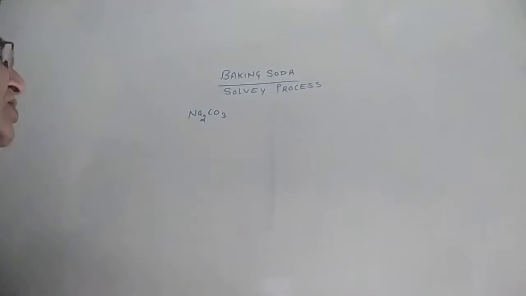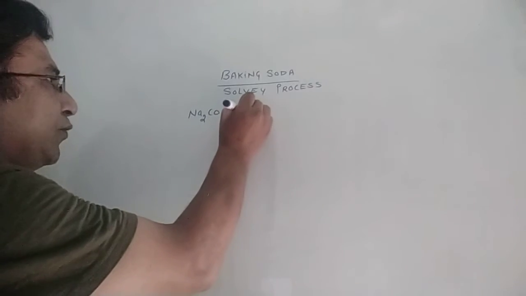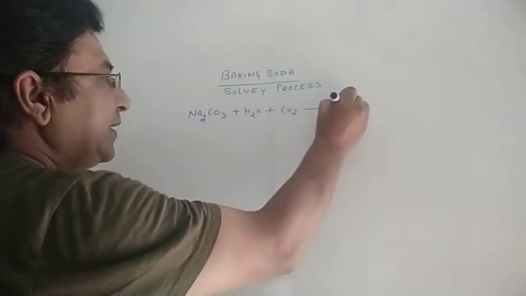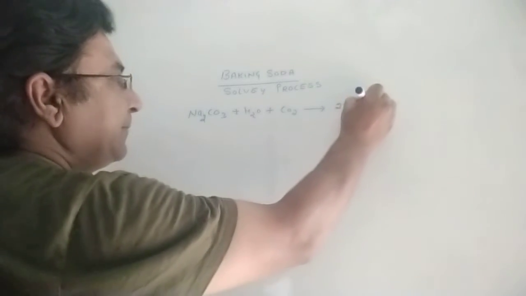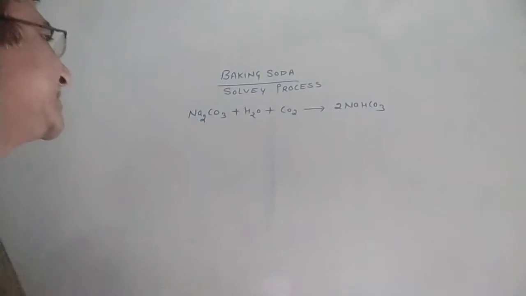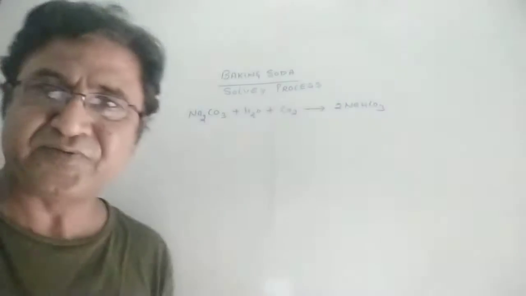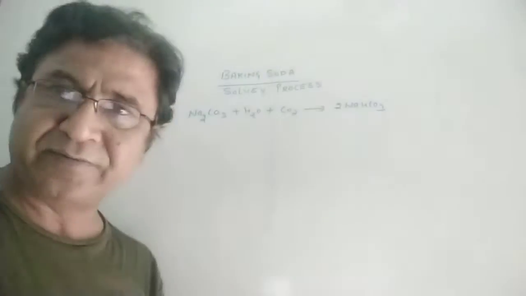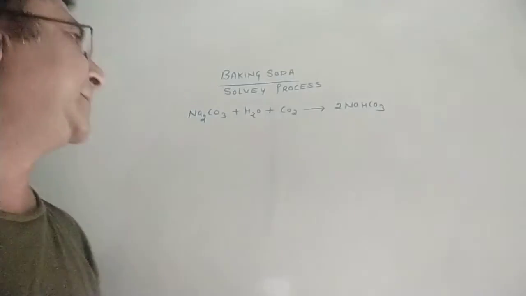This is an alkaline salt. Adding water into it and then passing carbon dioxide through it, you will get baking soda. This is the process in the laboratory by which we make baking soda. But commercially, we prepare it by the Solvay process. It is the intermediate product.